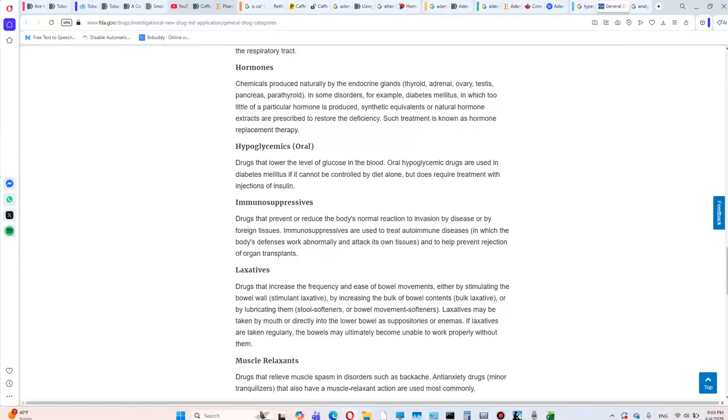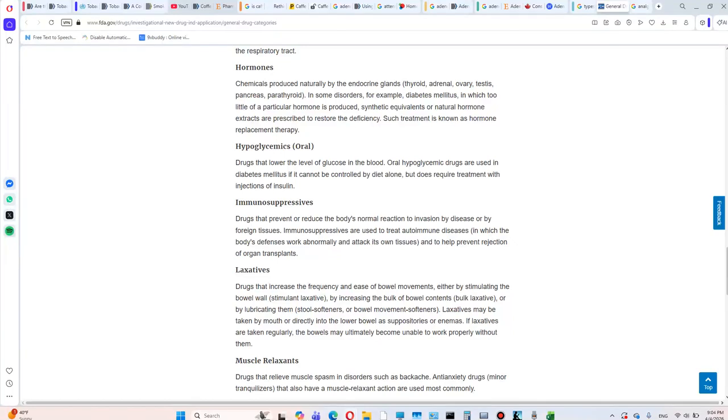Hypoglycemics (oral). Drugs that lower the level of glucose in the blood. Oral hypoglycemic drugs are used in diabetes mellitus if it cannot be controlled by diet alone, but does not require treatment with injections of insulin.